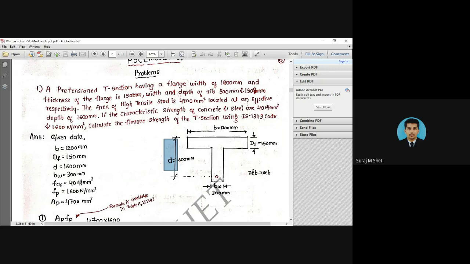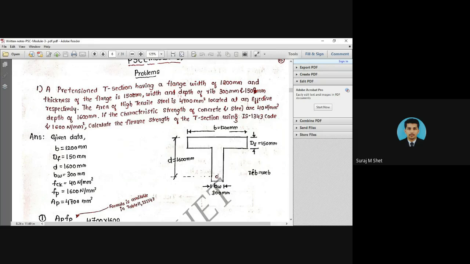Effective depth is 1600, already given here, and the width of the web is 300 mm, and fck of the concrete is 40. See here, this is 40. The concrete values lie between 30, 35, 40 like that. This is fck, the characteristic strength of the concrete, and this is fp, the characteristic strength of the steel, 1600 Newton per mm square. In the exam you have to remember these basic things. They also gave Ap, the area of the steel tendon, 4700 mm square.